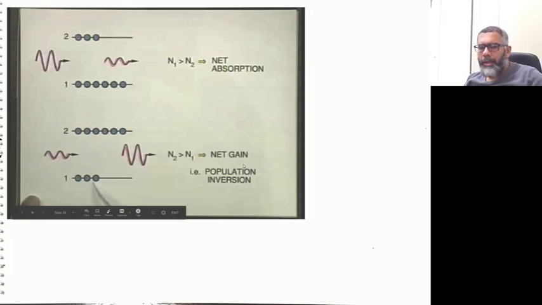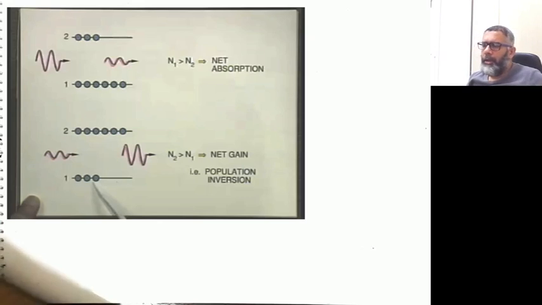But you might ask yourself, how can I get population inversion? Normally, most of the atoms in a medium are going to be in the ground state, maybe 99% of atoms. How can you make them go to the excited level? What you do is give some energy.